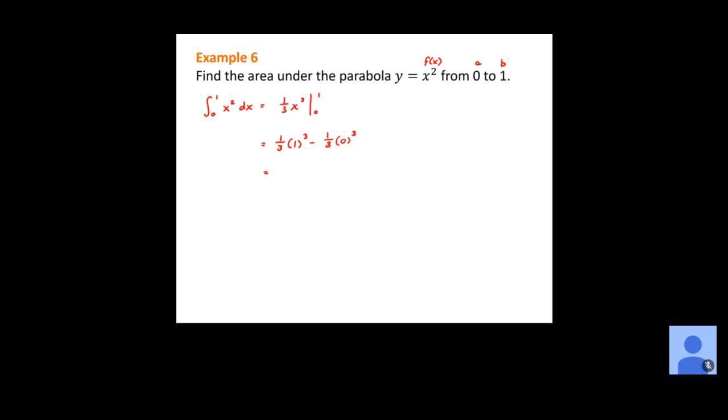So if we simplify this now, what are we going to get? Just 1/3, right? The second term becomes a 0. 1/3 times 1 cubed is 1/3. There is our area under the parabola x squared from 0 to 1.